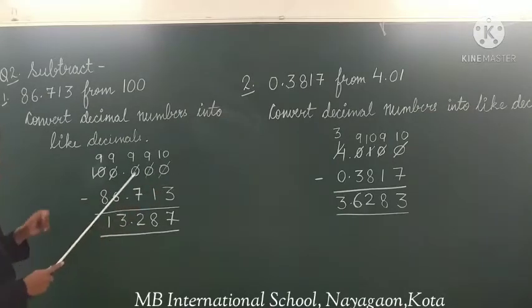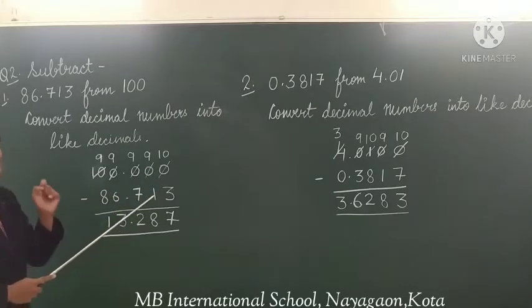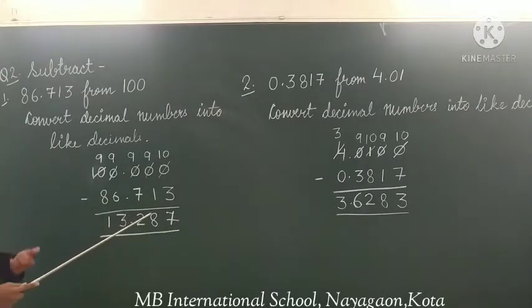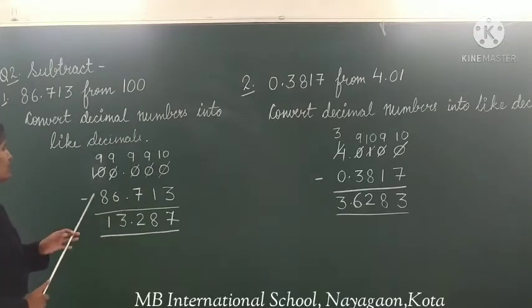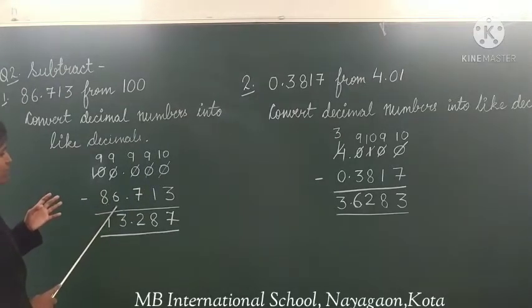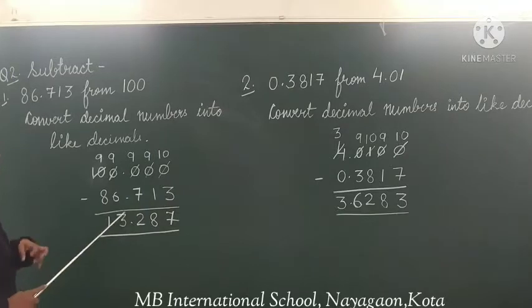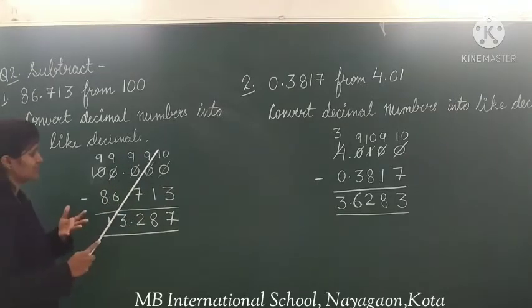100.000. Why 000? Because we convert it into like decimal. किस में convert किया हमने, like decimal में. So 100.000 minus or subtract 86.713. Now start subtracting.